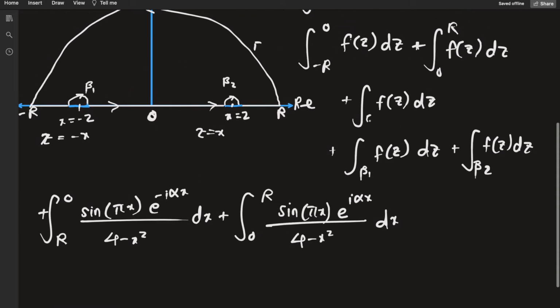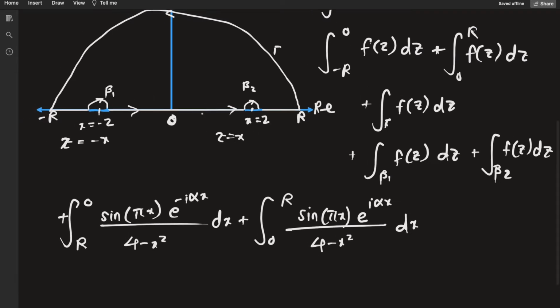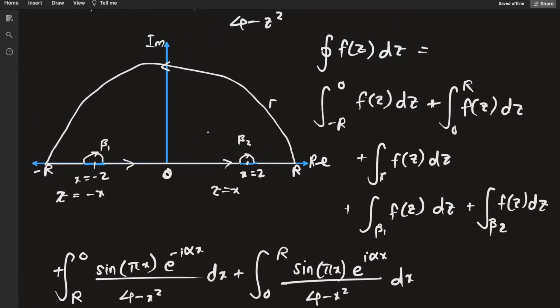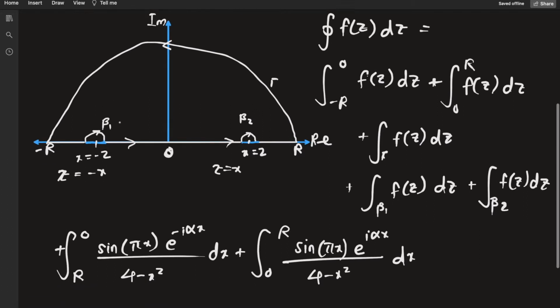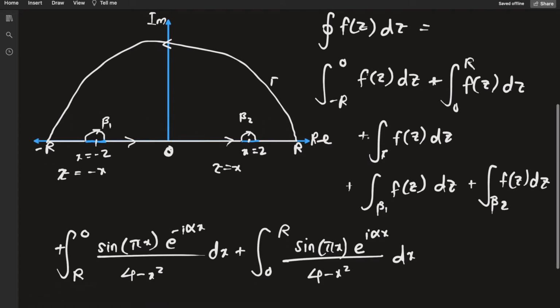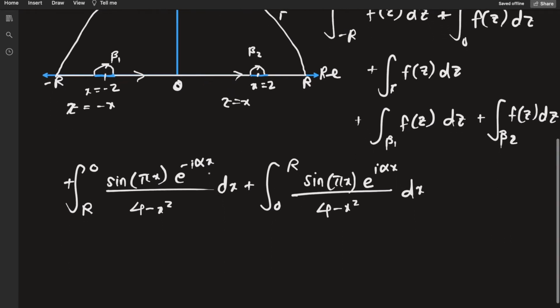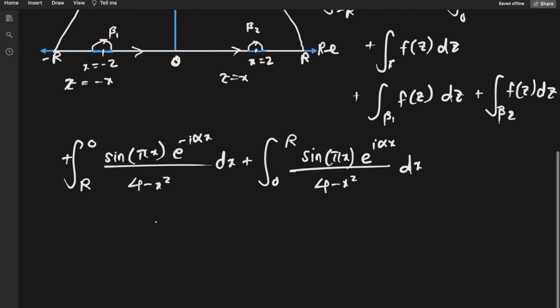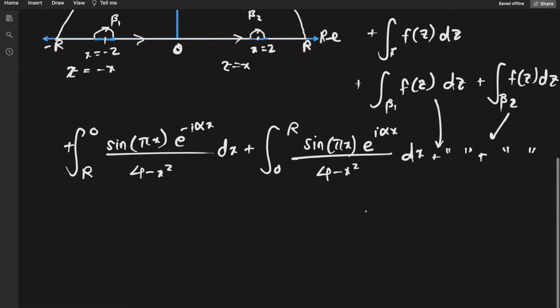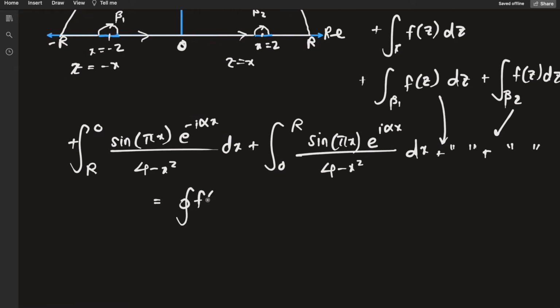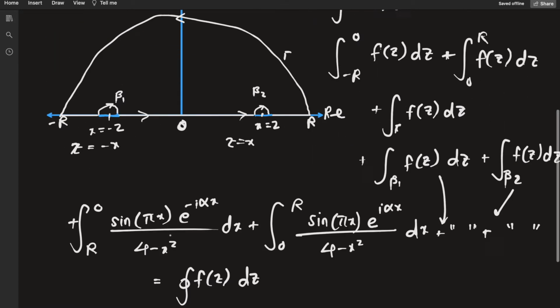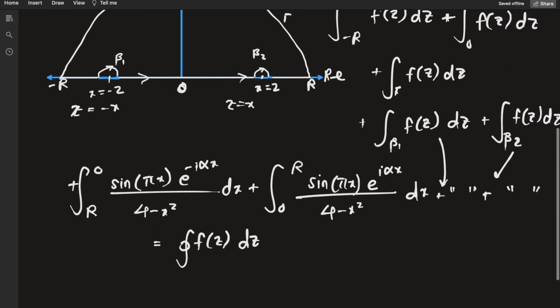The beta 1 and beta 2 parts I'll do on a fresh page, and also the gamma on another fresh page, because we'll have to use Jordan's lemma to make this go to 0. I didn't write the other terms, but you get the hang of them. There's the beta 1 term, the beta 2 term, and the gamma term in the contour integral of f of z dz. Okay, see you on a fresh page.